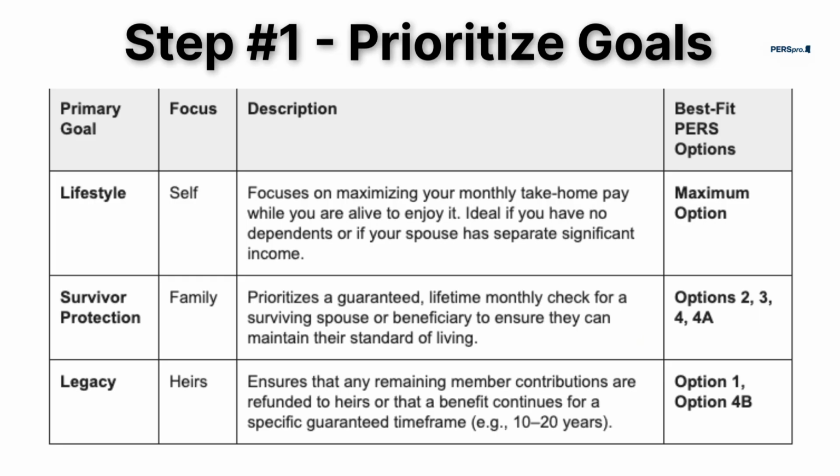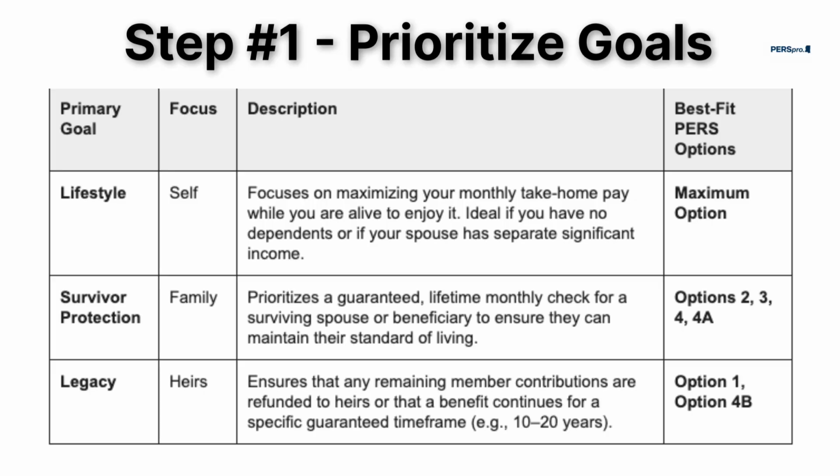Lifestyle, self-focus. If your primary goal is generating the maximum amount of cash while you are alive, perhaps because you have no dependents or your spouse has a significant pension of their own, the maximum retirement allowance option is likely your best fit. It provides the highest possible monthly payment because it contains no insurance cost for a survivor.